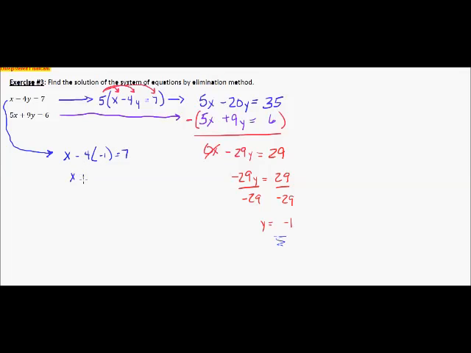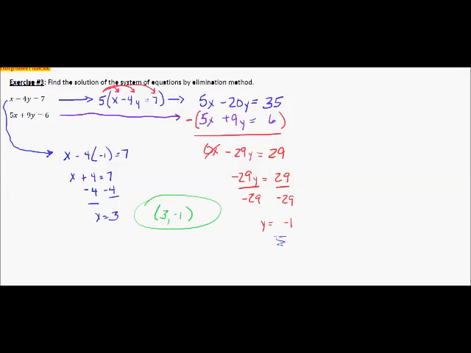-4 times -1 is +4. Okay? And then I'm going to take away 4 on both sides, and I get x equals 3. So my solution, right? My solution is 3 for my x value and -1 for my y value. So that's the solution. If I graphed these equations, that is the point where they would cross.